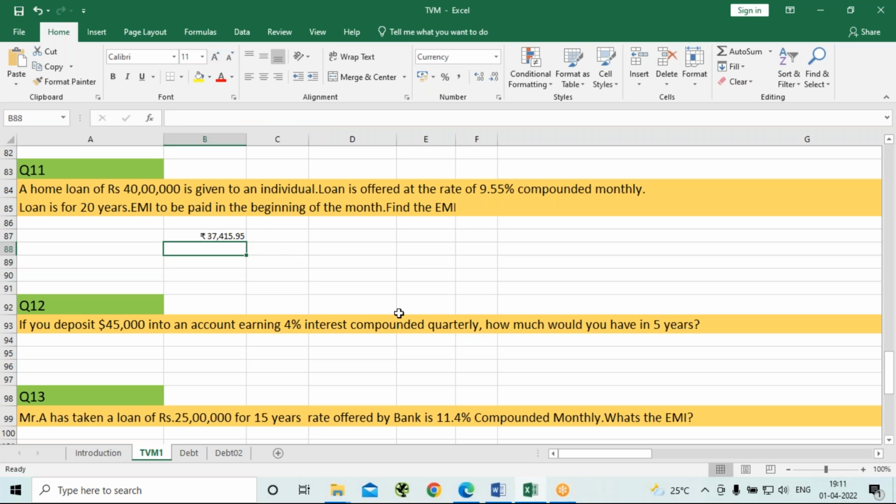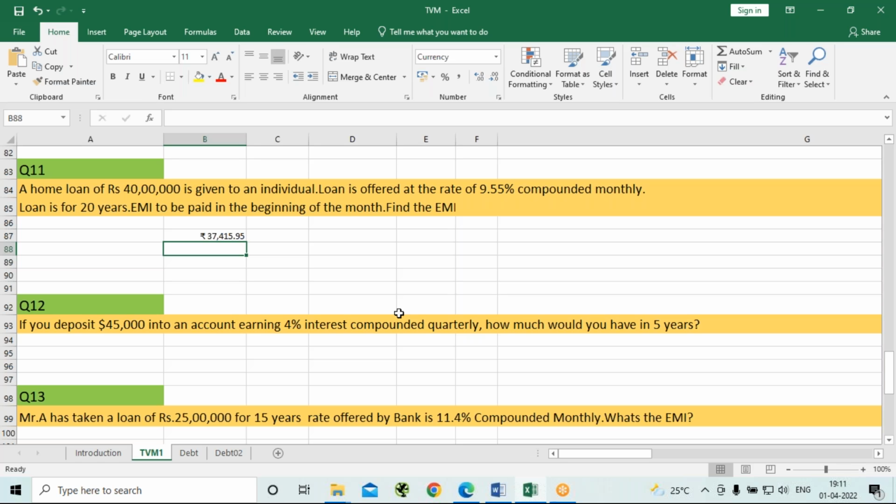So every month you are going to pay 37,415 rupees 95 paise for 20 years as an EMI. If you want to calculate the EMI, you can use this PMT function, and you can help any known people. If they want to know how the bank people do the calculation, it is definitely going to be the same way of calculation.